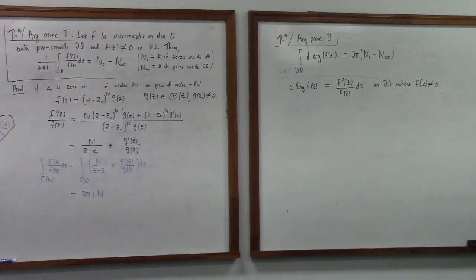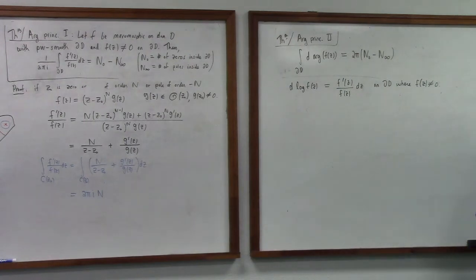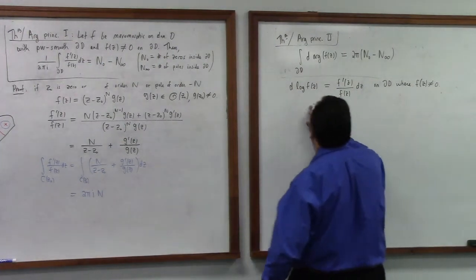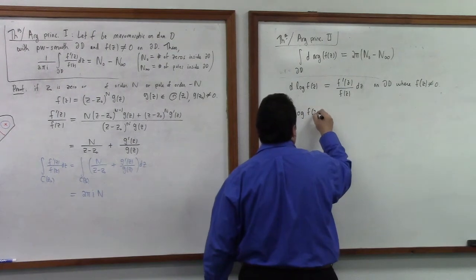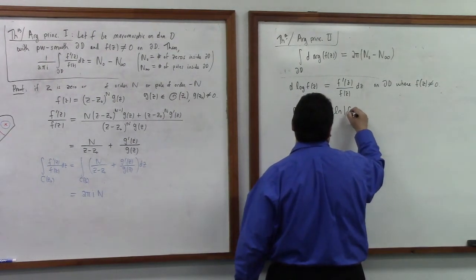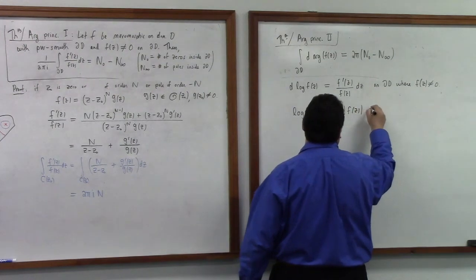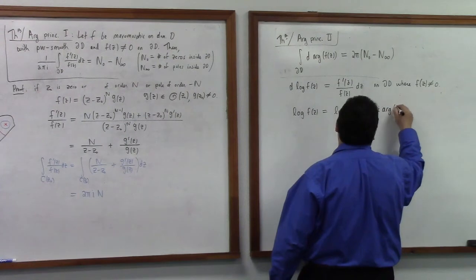But we also know that when we integrate that divided by 2 pi i, we get from argument principle number 1 the number of zeros minus the number of poles, counting multiplicity. But what is the log of f of z? It's the natural log of the modulus of f of z plus i times the argument of f of z.